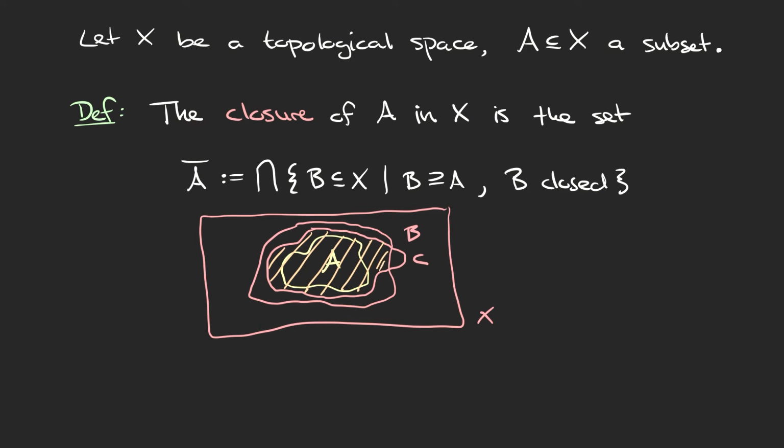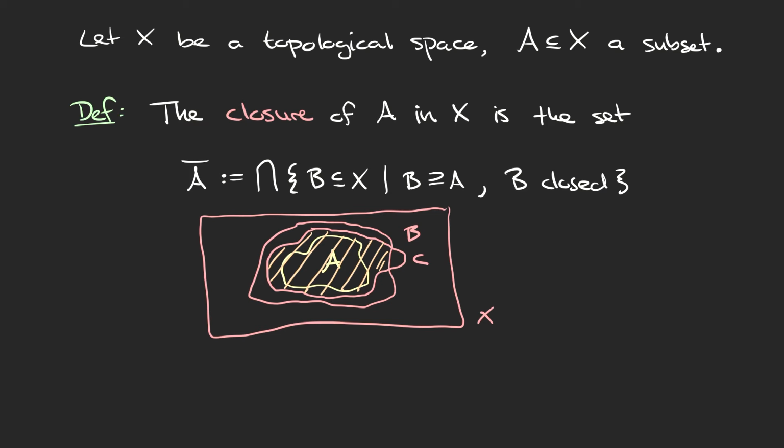Now, because of the way we've defined the closure, it means that the closure of A is the smallest closed set that contains A. So we need to justify this claim. Well, why is the closure closed? Well, we saw in the previous slide that the intersection of an arbitrary collection of closed sets is again closed. And that's exactly what we're doing here. We're taking these closed sets B that contain A, and we're taking their intersection. So the result will again be a closed set. So in particular, this closure of A is a closed set.